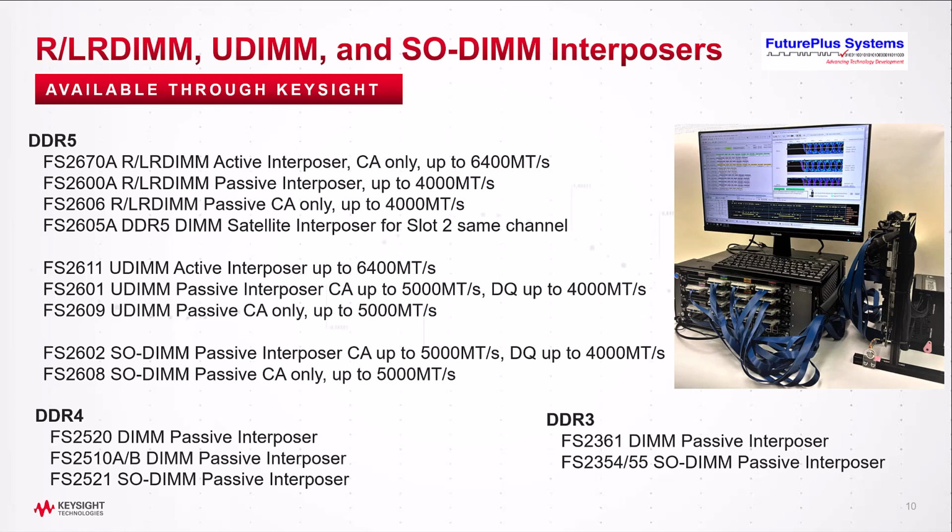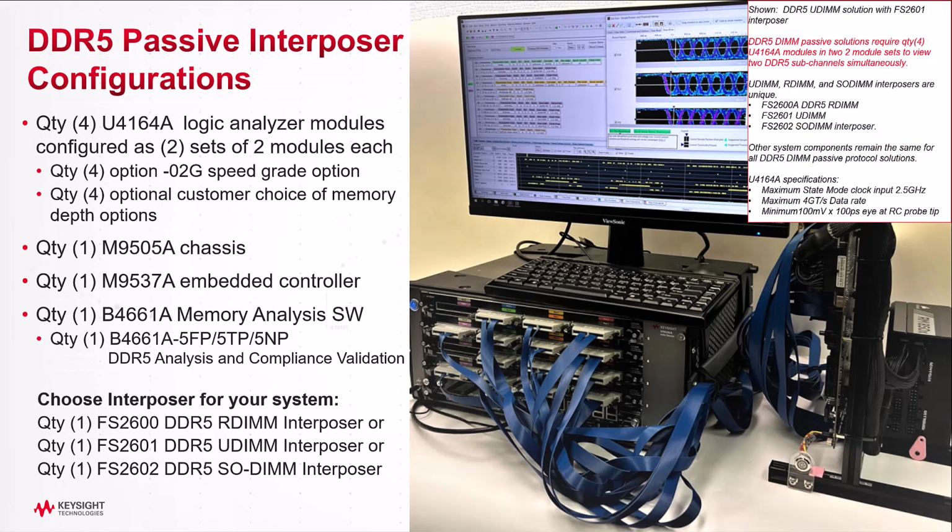For the legacy, the DDR4 and DDR3, there are passive interposers available. No active interposers are required because the speeds aren't high enough to require them. This slide shows a configuration that will work for any of the three DDR5 DIMM interposer solutions: the FS2600 DDR5 RDIMM, the FS2601 DDR5 UDIMM interposer, or the FS2602 DDR5 SODIMM interposer. Any one of those interposers can capture simultaneous read and write traffic with all command address and DQ from both subchannels off of the DDR5 DIMM.